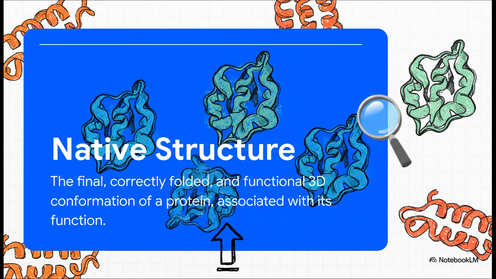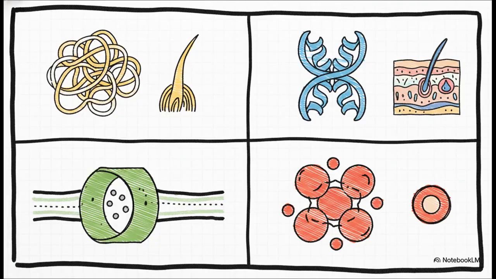This is the entire goal of the folding process. Out of trillions of possible shapes it could be in, this is the one specific conformation that allows the protein to do its job inside the cell. And this is where it all clicks. We see this incredible link between shape and function.